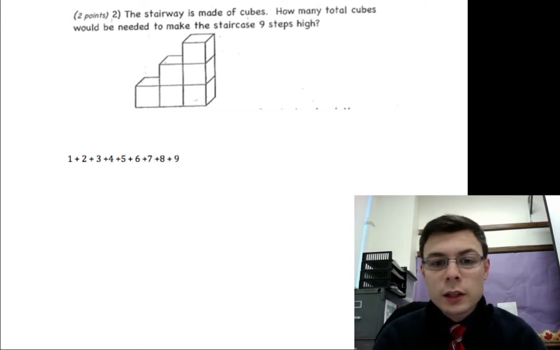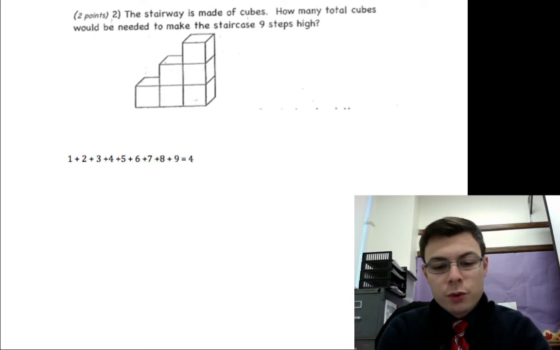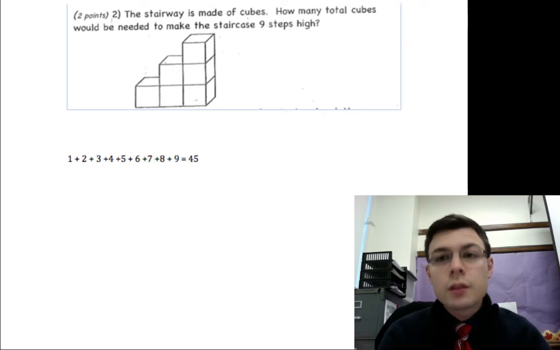We can add them quickly like this. 1 and 9 is 10, 2 and 8 is 10, 3 and 7 is 10, 4 and 6 is 10, with 5 left over, for a total of 45 steps. If you got that right, check it off. If you didn't, don't check it off.